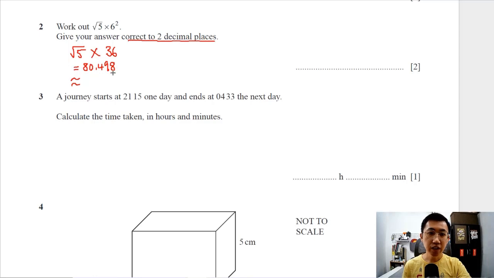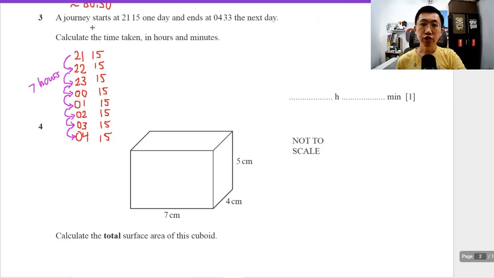And 2 decimal places, right? Underline this and check. This one is actually 5 and above, so we need to plus 1. 80.50. Just write 0, okay? Just play it safe. 80.50. So that is actually your question 2.